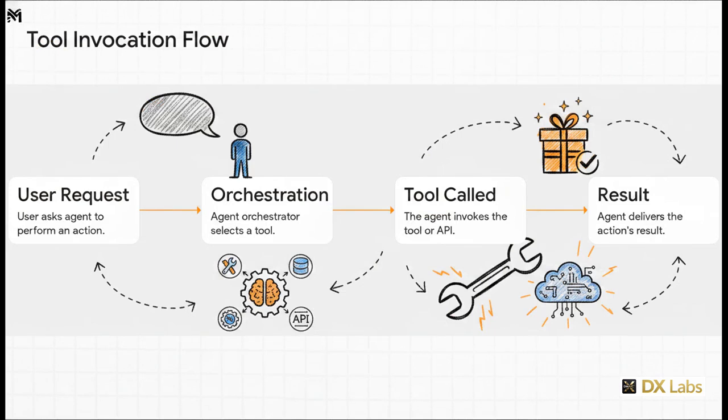This invocation flow is strictly meant for doing things. A user sends a prompt, the agent orchestrates the request, calls the tool or API, and delivers the result. Now, for the exam, you need to remember that this flow can be invoked automatically by the generative orchestrator, or you can explicitly trigger it inside a specific topic node if you need really strict control.